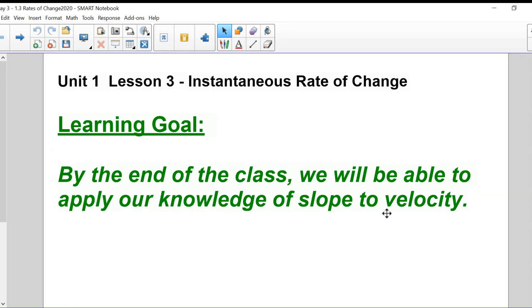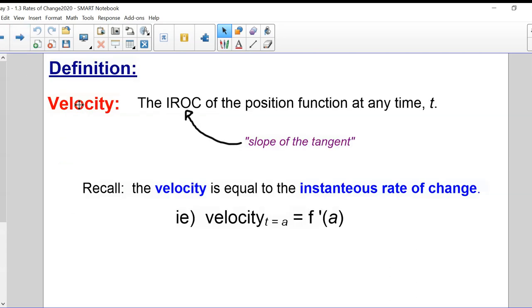So by the end of today, we're going to be able to apply our knowledge of slope to things like velocity. One of the ways in which calculus comes into the real world is when you're looking at the rate of change of, for instance, the position of somebody relative to time, which is one way we measure that, referred to as velocity. So let's see what that looks like.